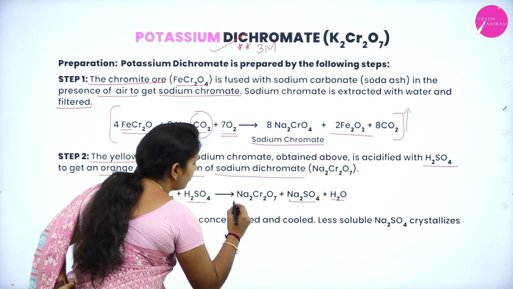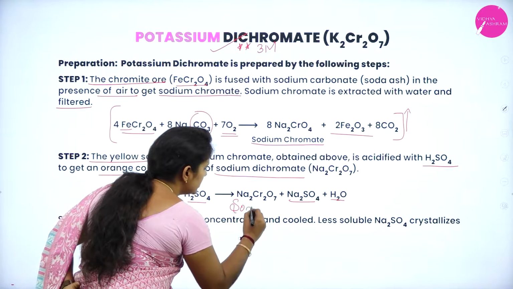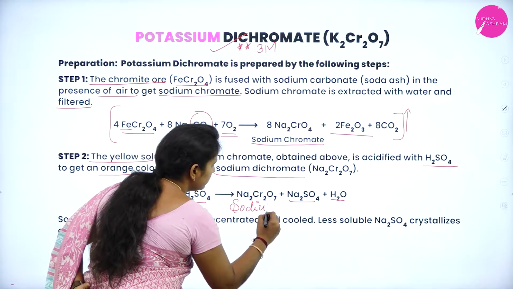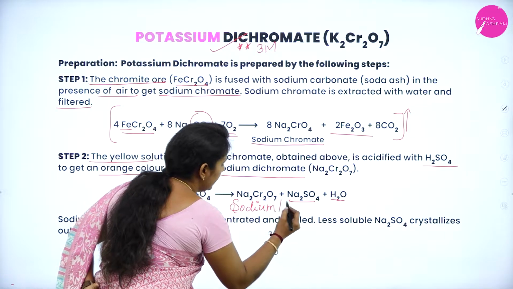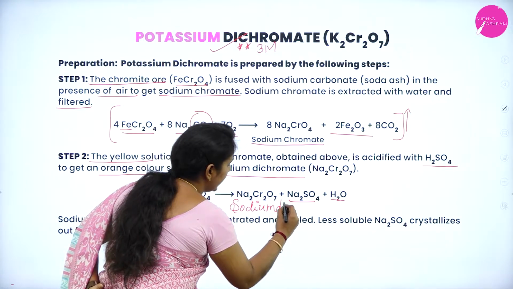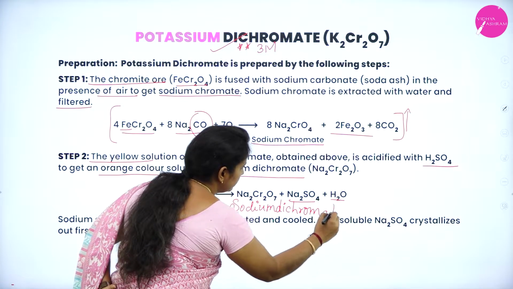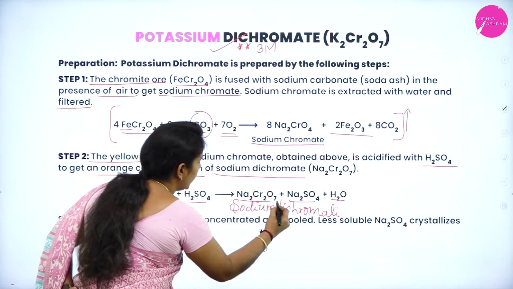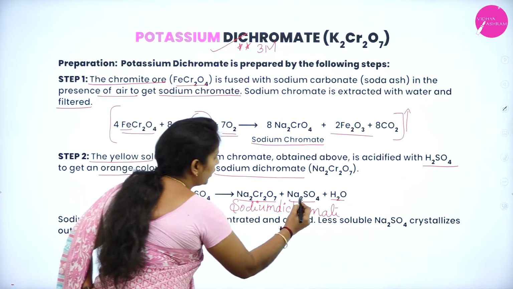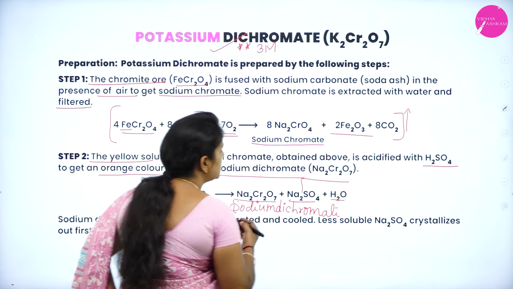So what is the name of this compound? This is sodium dichromate, and what is this? This is sodium sulfate.